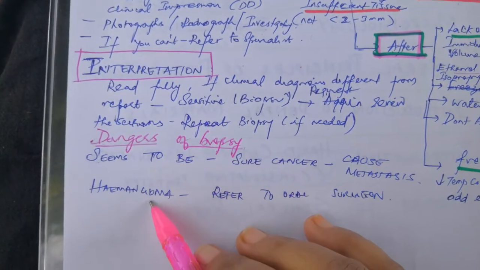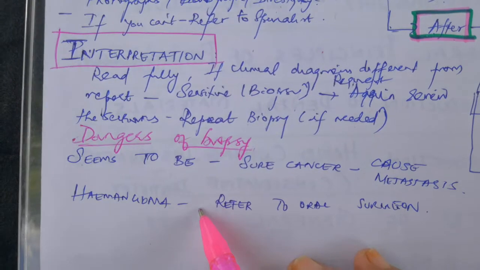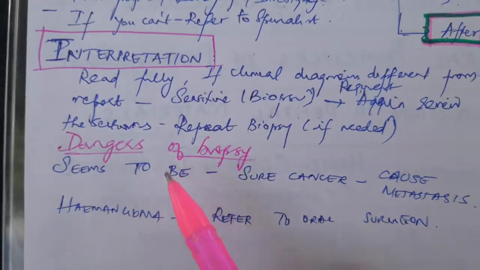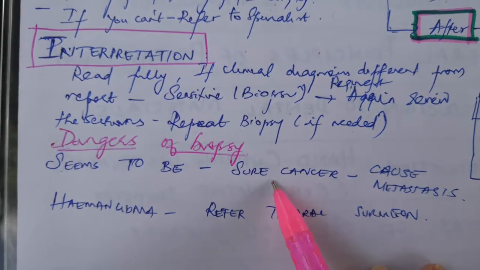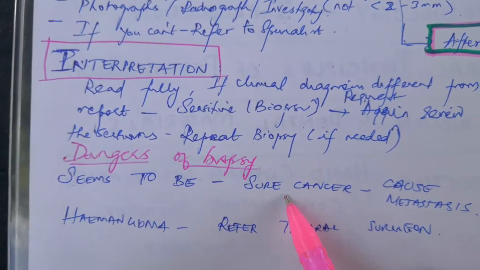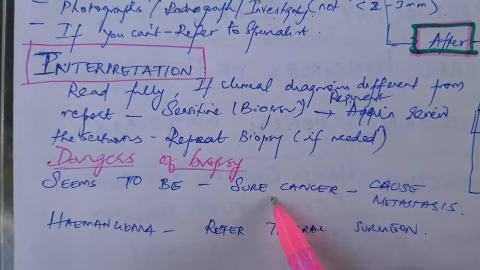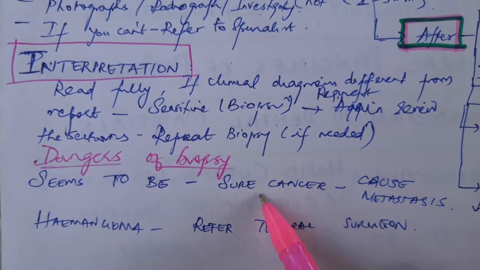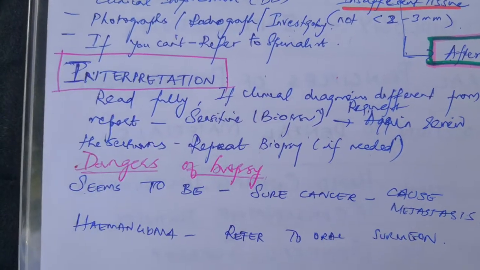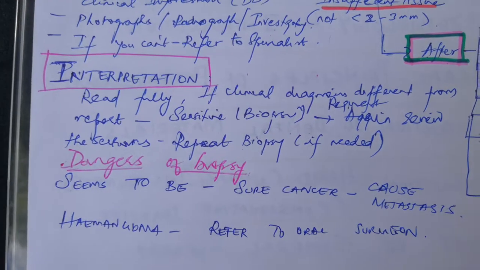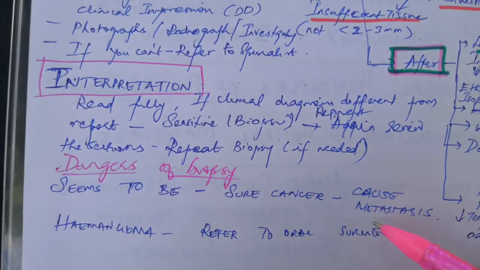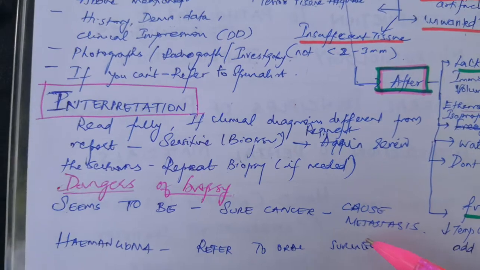What are the dangers encountered in biopsy? If you see a hemangioma-like lesion, do not operate by yourself. Kindly send to an oral surgeon. And also if you are sure that it's a case of cancer, do not do an incisional biopsy. You do a brush biopsy, and then with a definitive diagnosis, you can go ahead and do a resection according to the severity of the tumor. Because with an incisional biopsy, there may be a chance of metastasis to other places.